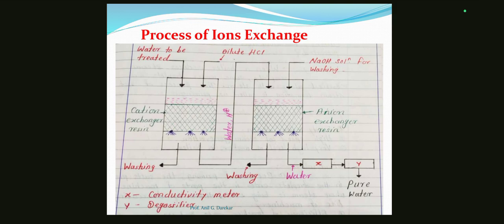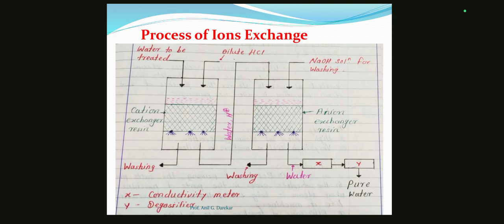Whether that outcoming water is really free from ions or not, for that we pass the water through X. X is a conductivity meter. If the conductivity meter shows a 0 reading, it clearly indicates that water is completely free from ions. And if the conductivity meter shows a reading, it means ions are coming in the outcoming water, because you know very well that ions are responsible for conductivity. So the conductivity meter gives us an idea whether the outcoming water is really free from ions or not.